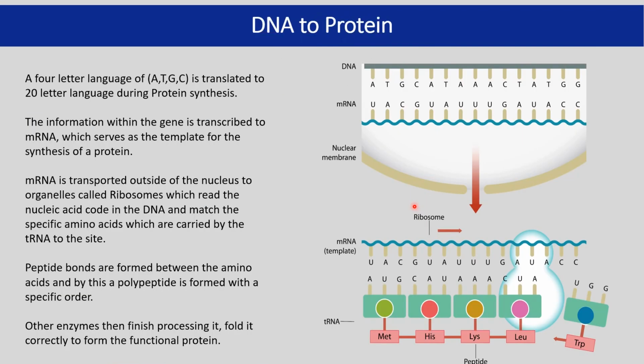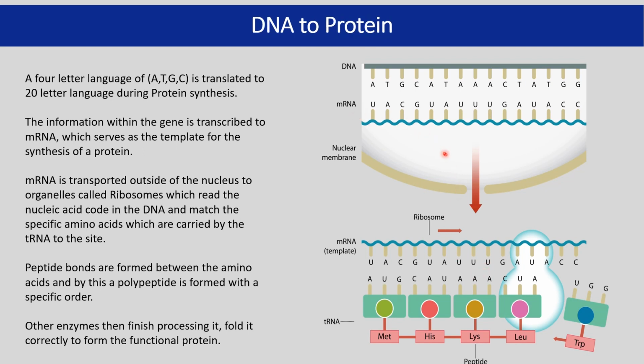Coming to protein expression, we can say it is like a 4-letter language, that is the language of ATGC, which is translated to a 20-letter language, which is nothing but the amino acids, during protein synthesis. All the genetic code is on the DNA template, and the information has to be translated into a protein. So there is an intermediate molecule called mRNA. This molecule carries all the information from the nucleus to the cytoplasm to produce the protein.